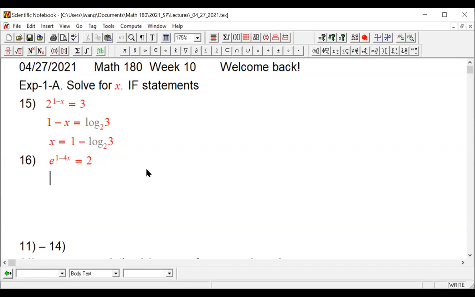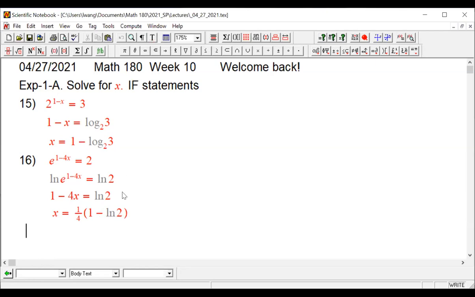Basically, you take ln on both sides, so this is ln 2, sorry. And then the next step, you have 1 minus 4x equals ln 2. That's one number, don't separate it. And then in the end, we get x equals a quarter of however you get there, 1 minus ln 2.